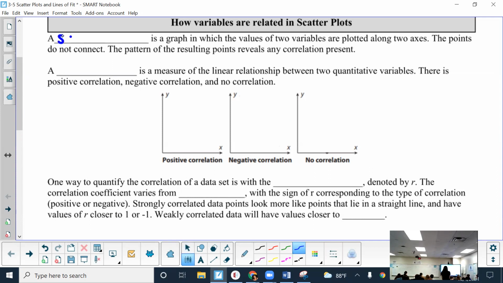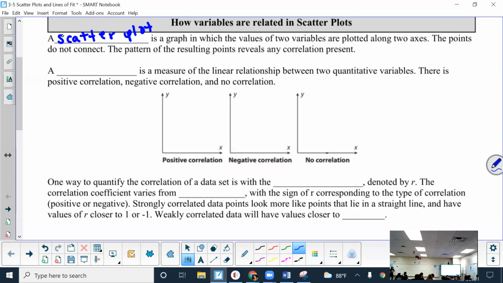All right, a scatter plot is a graph in which the values of two variables are plotted along two axes. All right, that's what a scatter plot is. The points do not connect. That's why they're called scatter plots, because they're scattered. The pattern of the resulting points reveals any correlation present. So that's what helps us determine other conclusions.